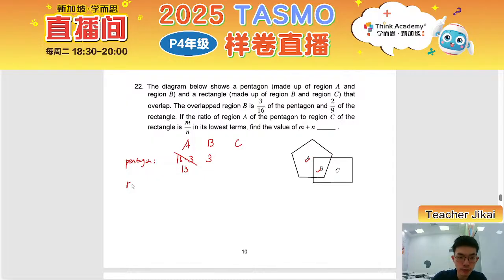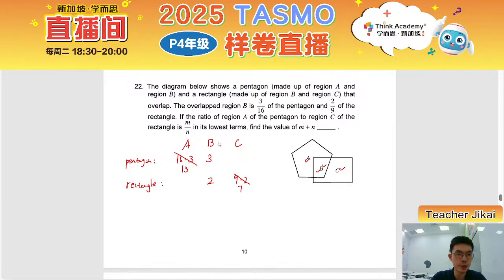How about the rectangle here? For the rectangle, we know B to the rectangle is 2 to 9. Yes, B here is 2. And 9 is the total part, which is B plus C here. So B plus C is 9. So, yes, C here is just the total minus B's part. So 9 minus 2 will be 7 here. So we know A to B is 13 to 3, B to C is 2 to 7.